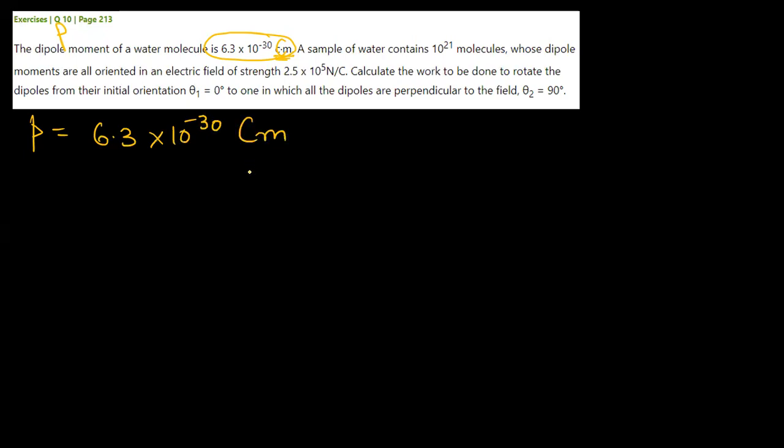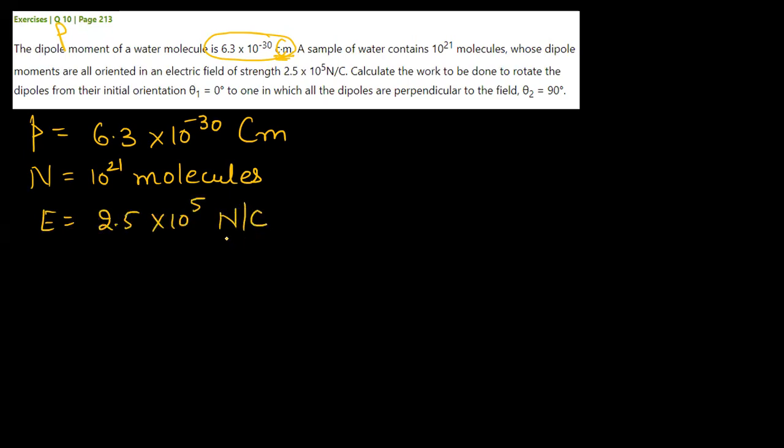A sample of water contains 10 to the power 21 molecules, which is given to us in the question, whose dipole moments are all oriented in an electric field of strength 2.5 into 10 raised to 5 Newton per coulomb. Calculate the work done to rotate the dipoles from their initial orientation theta 1 equal to 0 to one perpendicular to the field, that is theta 2 equal to 90.